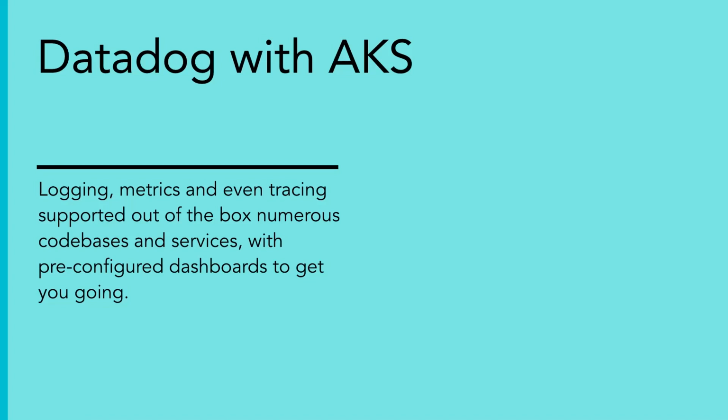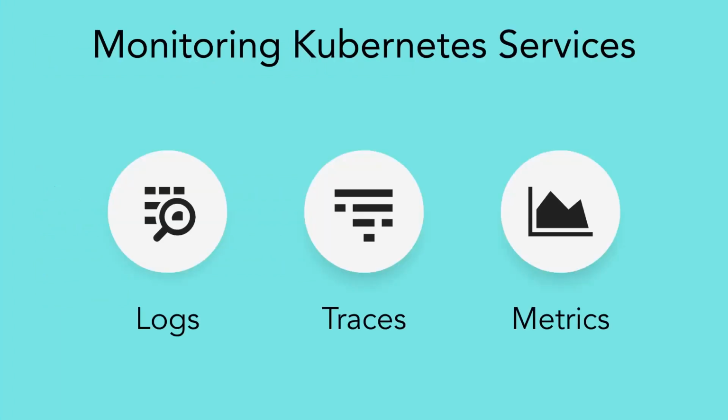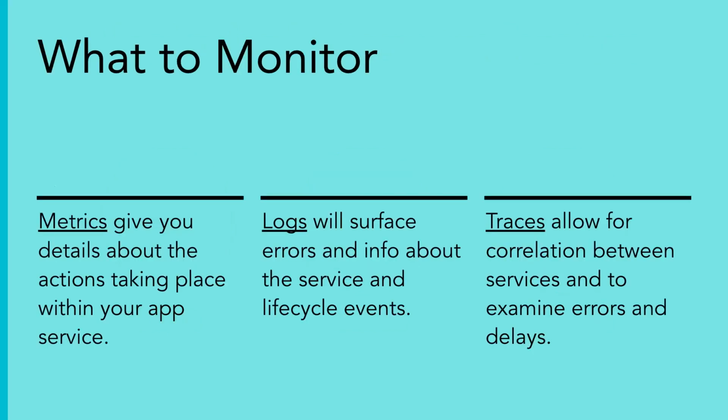And now I timed myself from start to finish. It took about 20 minutes to integrate Azure, set up an AKS cluster, and get results into Datadog. We're going to be talking about monitoring three things: logs, traces, and metrics. We monitor metrics in order to get details about actions taking place in your app. It can be app metrics, business metrics, or a combination of both.